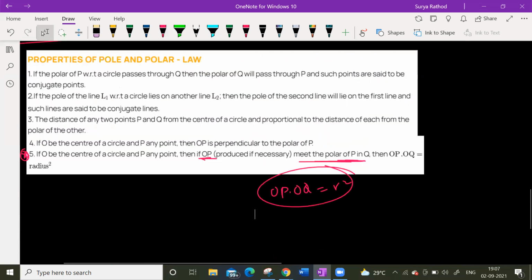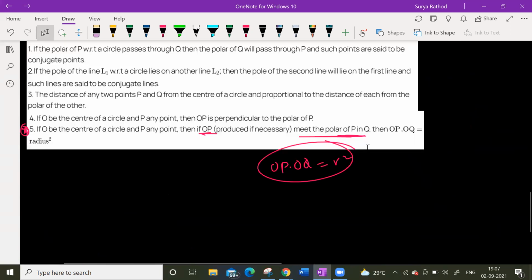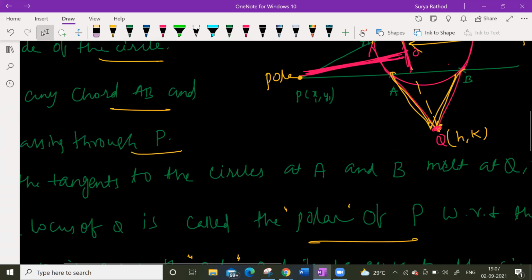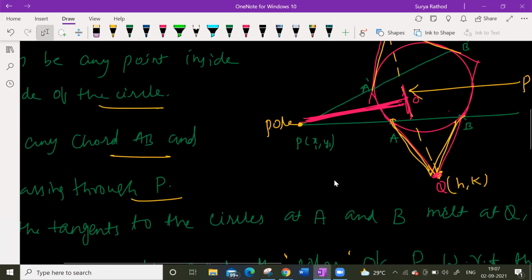Meet the polar P. This OP meets the polar of P in Q. Look at this Q. Then this OP and OQ. Look at this OP and OQ.